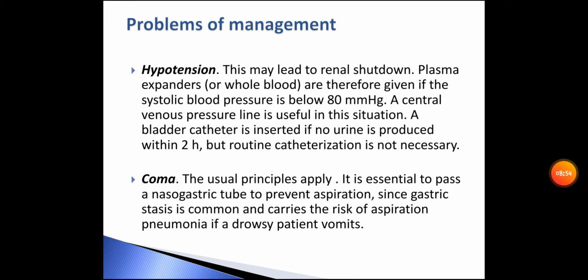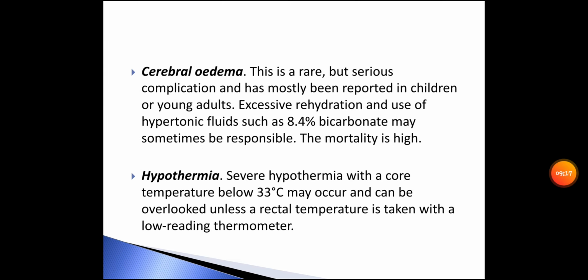Problems of management. So what are the complications of management? Hypotension. This may lead to renal shutdown, so plasma expanders or whole blood are given if the systolic blood pressure is below 80 mm mercury. Coma. The usual principles apply. It is essential to pass an NGT to prevent aspiration, since gastric stasis is common and carries the risk of aspiration pneumonia if a drowsy patient vomits.